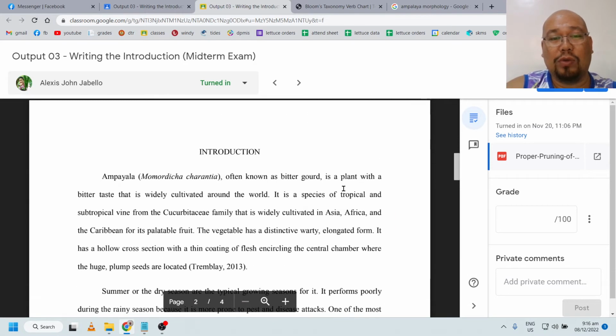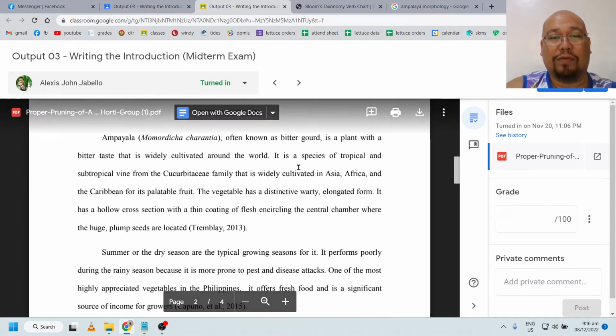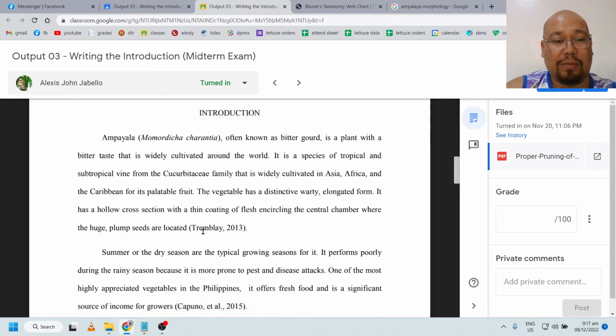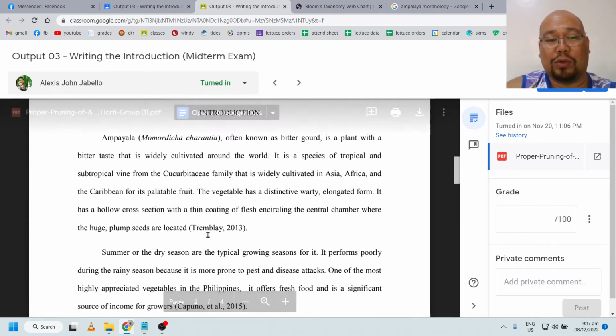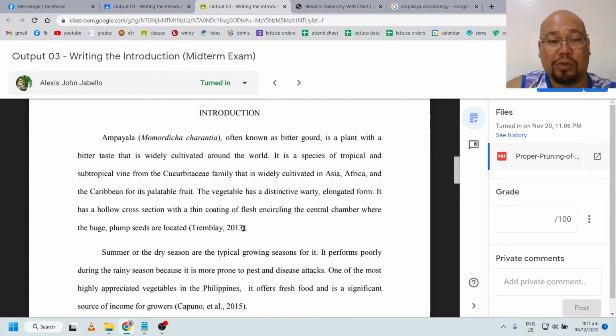Now, if we go to the objectives, ampalaya is often known as bitter gourd. So this is coming from Tremblay. It doesn't mean, by the way, that one paragraph should come only from one source. This is properly cited. That's good. I hope to see this one down below.